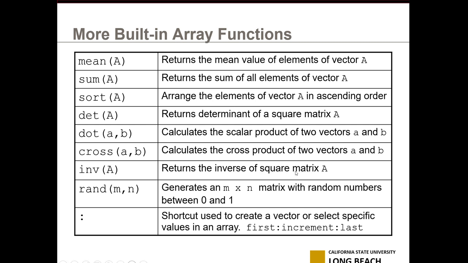If you have a square matrix A, you can also use the inverse function, INV of A, or the rand function. We did look at rand already. This generates information for you, whereas all of the functions before rand on this slide give you information. And then finally, the colon. The colon does have a few different uses. You can use it by itself. You can use it to access all of the rows or all of the columns of a specific matrix. Or you can use it going from first to last, or first increment last. There are multiple uses.